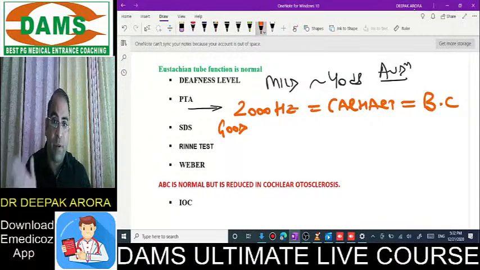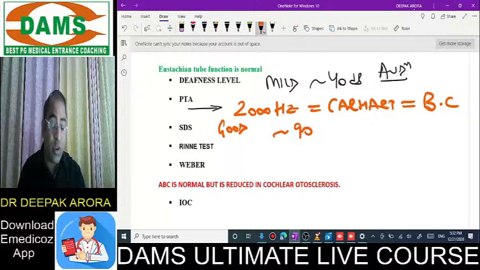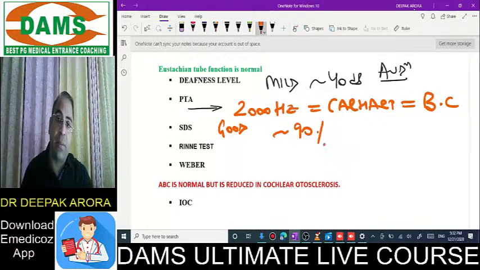It is very good. 50% will be jumping somewhere to 90. So they can ask you what is the speech discrimination score. So it is somewhere around 90%. Am I understandable? Coming to the tuning fork, Rinne's or Weber.